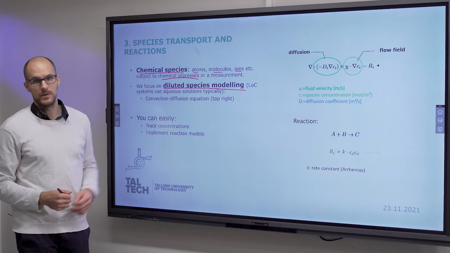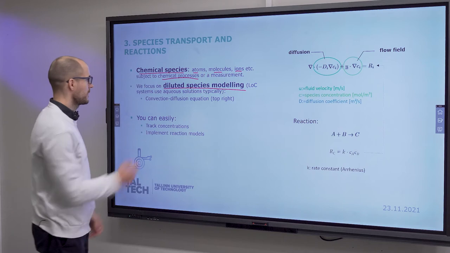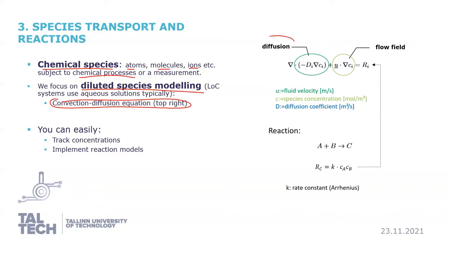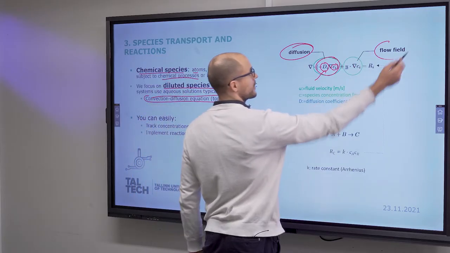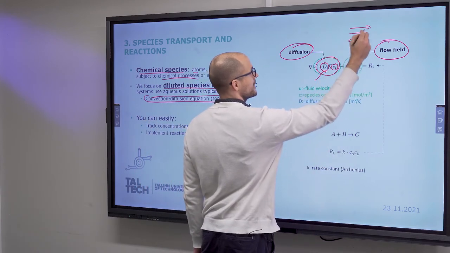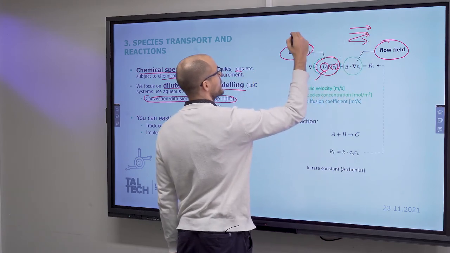And that's what we work with in our course and in the labs. So what does this? It is the convection diffusion equation up here. Diffusion, you now understand why we had this defined: the diffusion coefficient, the change of concentration, and then our flow field. So convection, again, is particles transported inside the flow, directional or unidirectional flow.